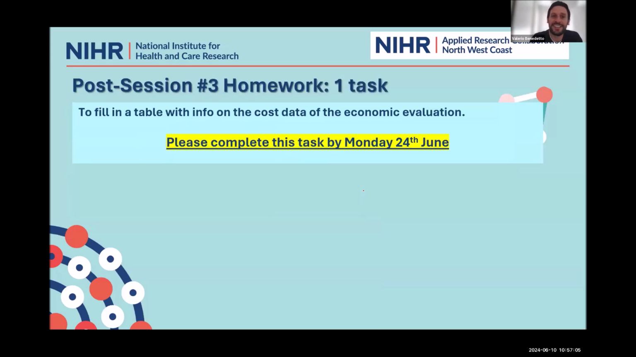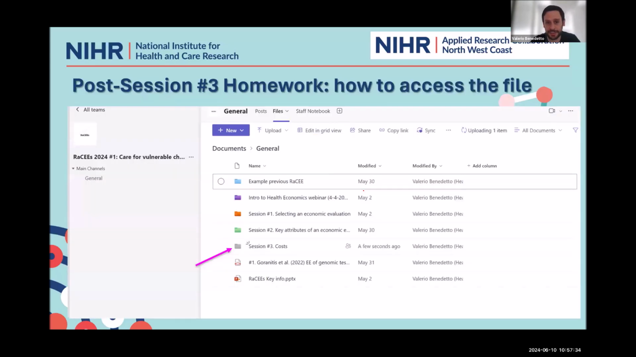Thank you, Luis. So, session 3 homework. As Luis was mentioning before, we are going to ask you to fill in a table with information on the cost data from your own economic evaluation, so the economic evaluation of your team. It is similar to the exercise you did after session 2, and we're going to ask you to complete this task in the next couple of weeks, by Monday the 24th. And next slide. Oh, thank you, Luis.